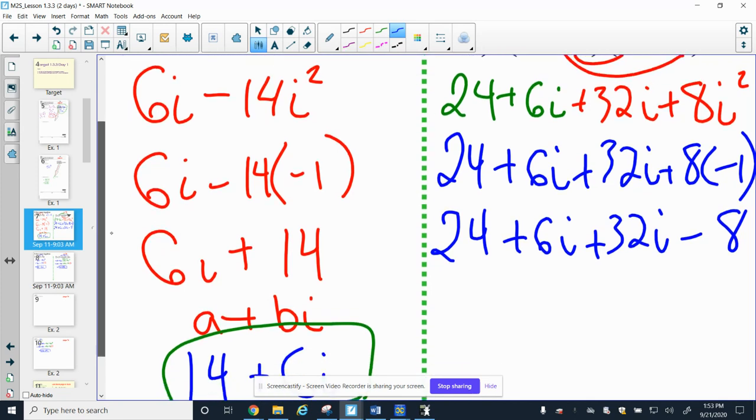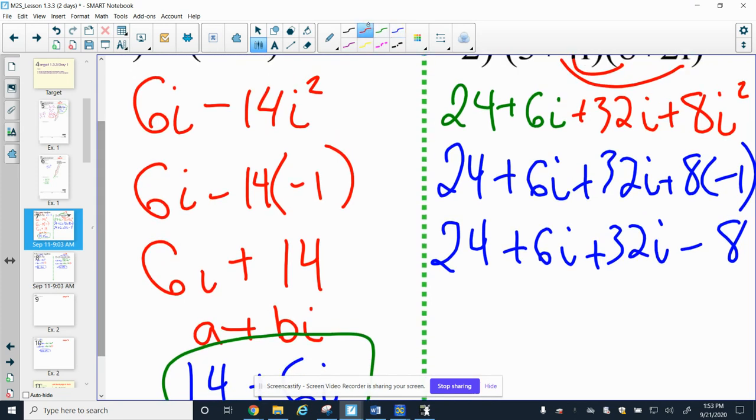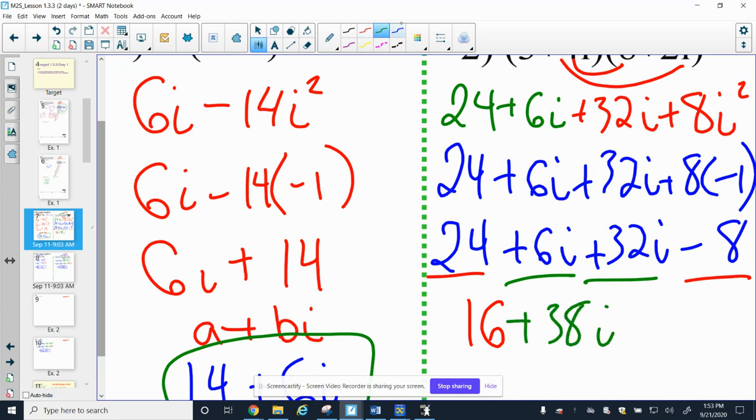And then there's some like terms that we can combine. So we can combine the 24 and the minus 8. So 24 minus 8, 16. And then we can combine the 6i and the 32i, make plus 38i. So 16 plus 38i, that's fully simplified. That's a complex number. That's our answer.